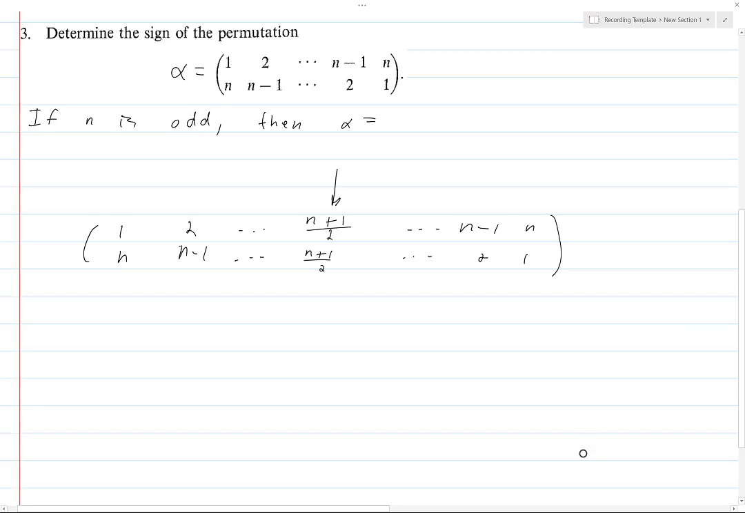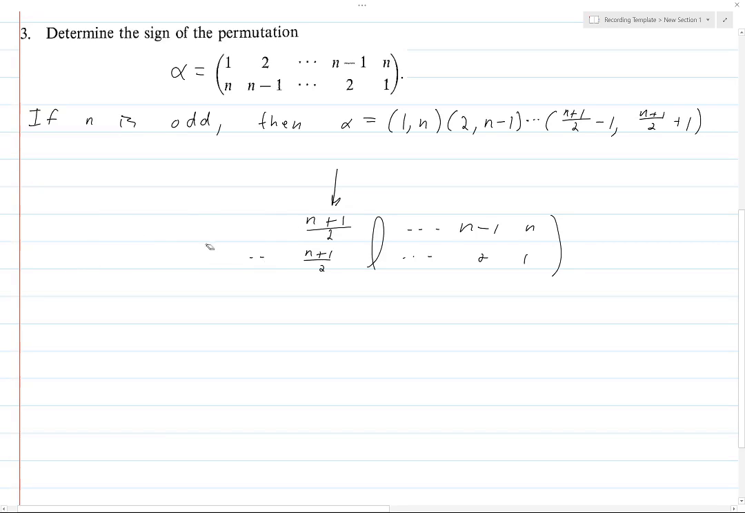And so what alpha is going to look like is 1 and n to 1. That's going to be a cycle because 1 will go to n will go to 1. Same with 2 and n minus 1, and then all the way up to, here we're going to end up with this column and this column. These together are going to form a cycle. And so we're going to have n plus 1 over 2 minus 1 and n plus 1 over 2 plus 1.